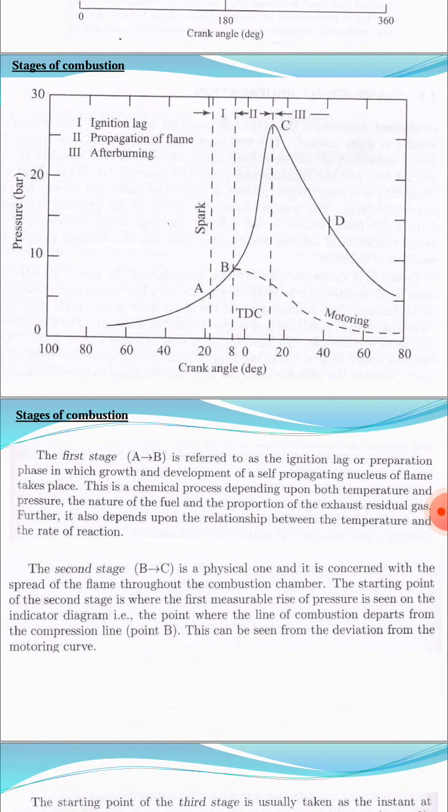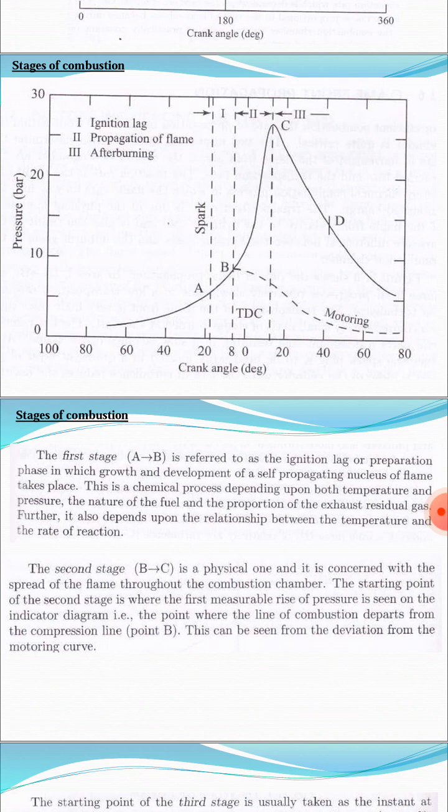The first stage, A to B, is referred to as the ignition lag or preparation phase, in which growth and development of a self-propagating nucleus of flame takes place. This is a chemical process depending upon both temperature and pressure, the nature of the fuel, and the proportions of the exhaust residual gas. Further, it also depends upon the relationship between the temperature and the rate of the reactions.